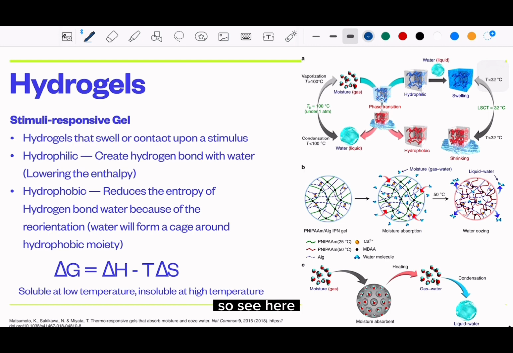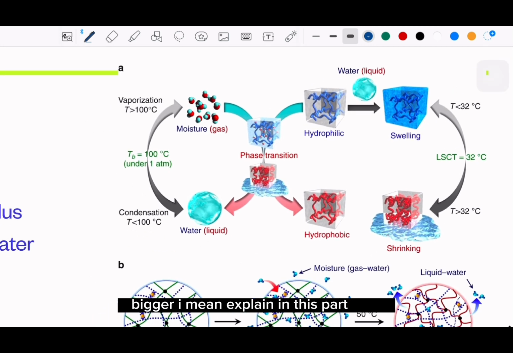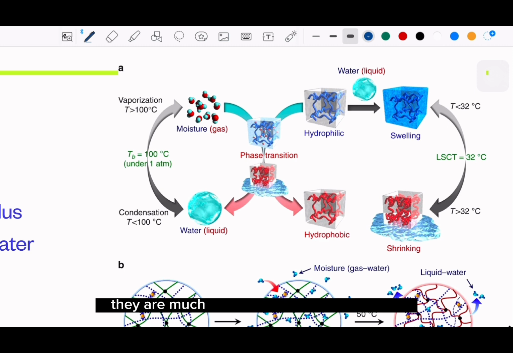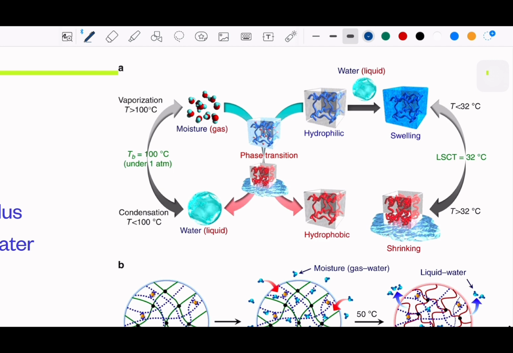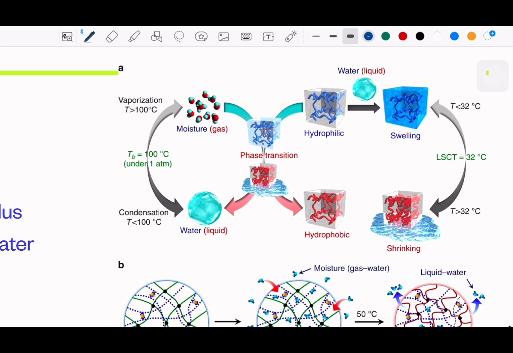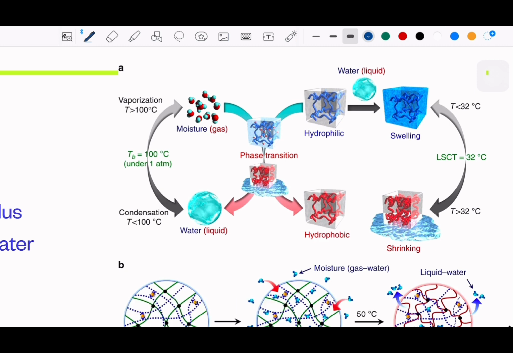So see here, if it gets bigger, let me explain this part. When it's hydrophilic, it means that enthalpically it's low, it's low enthalpy. So they are much preferred to react with the water. If the water goes here, we say that this will be swelling. It is swelling because they prefer to interact with this hydrogel.